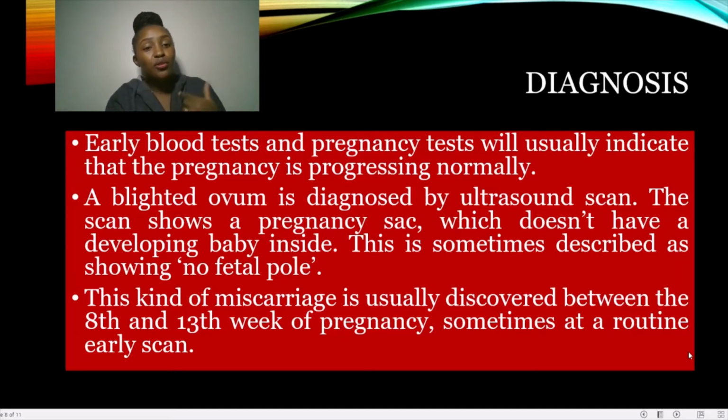However, it can also be caught if you have all the other symptoms I have listed for blighted ovum in this video. So this kind of miscarriage usually is discovered between the 8th and 13th week of pregnancy, and usually during an early routine scan.